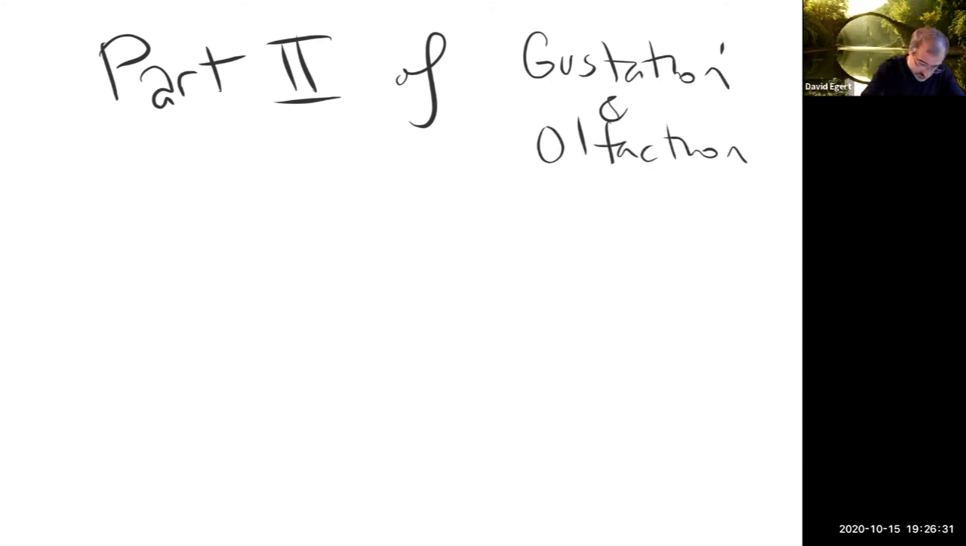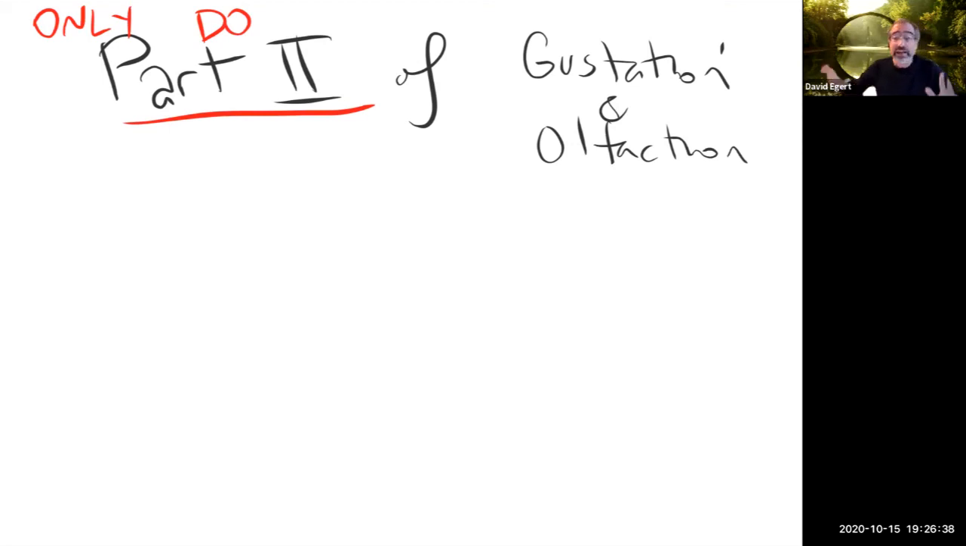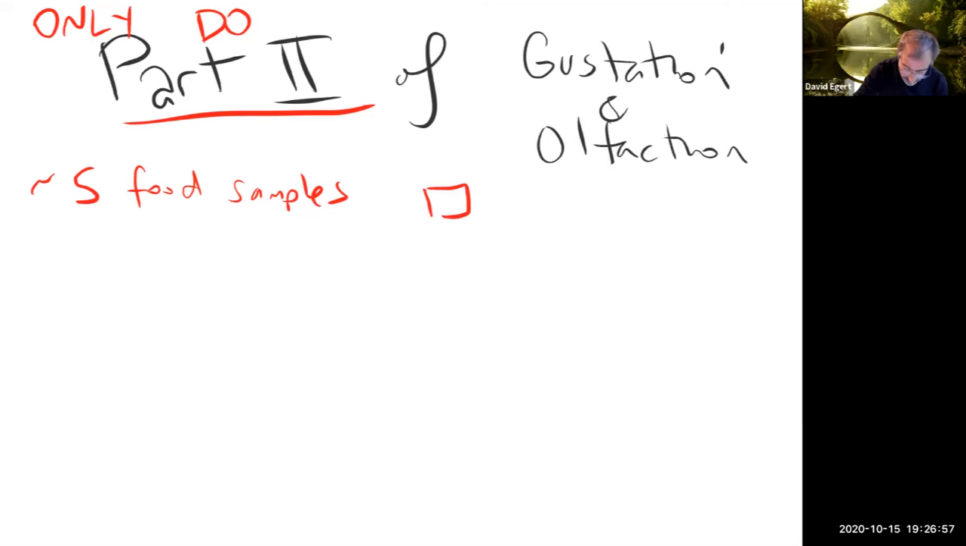And this is... only do part 2. Forget about the rest of it. Just do part 2. The basic idea is you are going to make, 5 is about right. You should have around 5 food samples. Each food sample should be about 1 centimeter, a little cube.